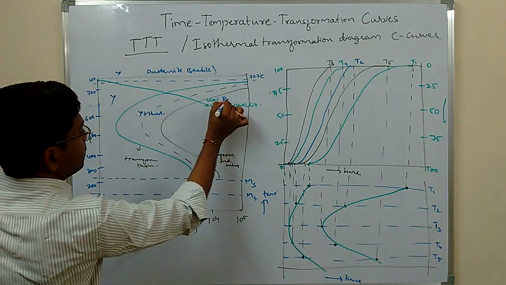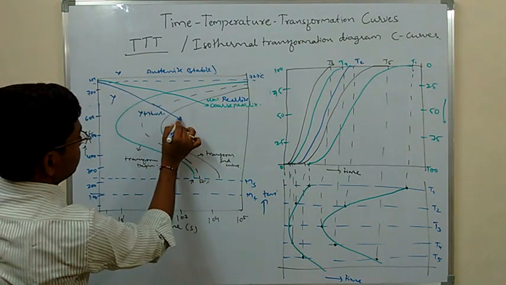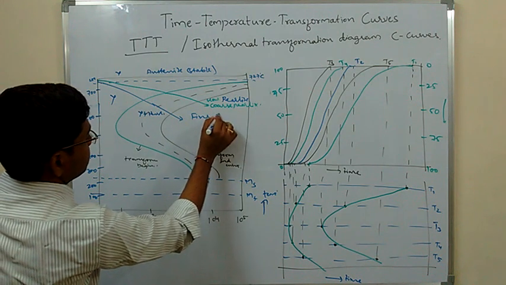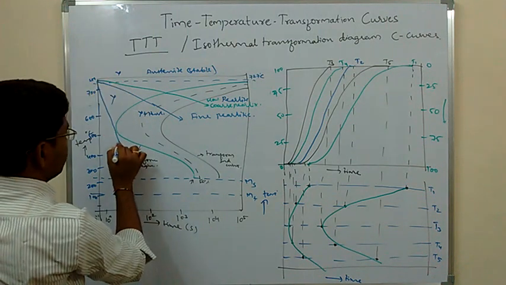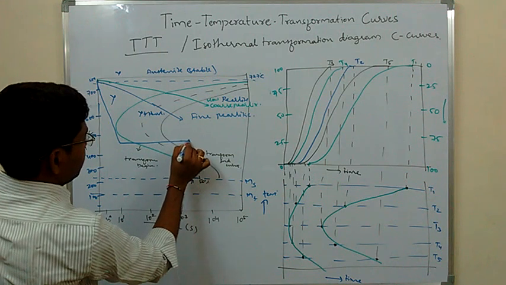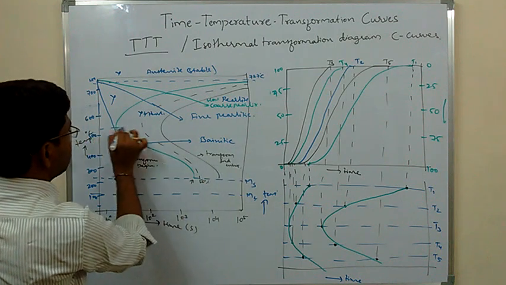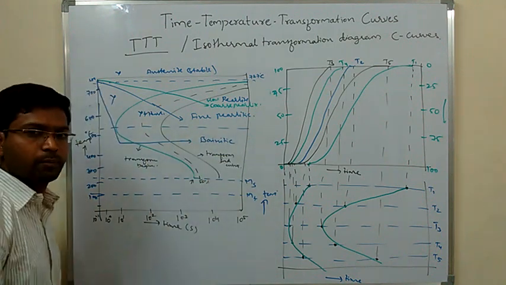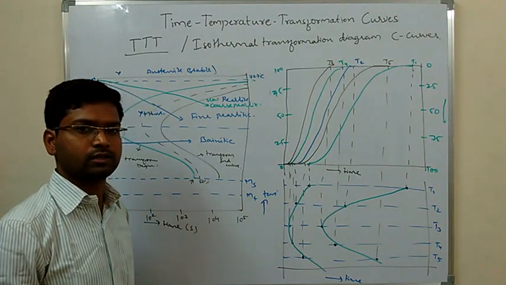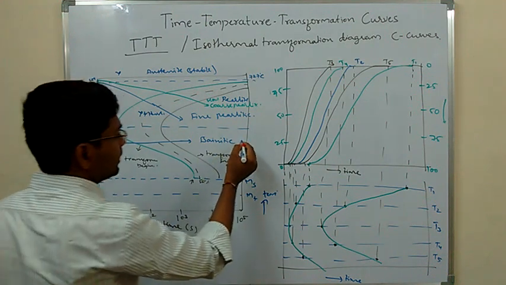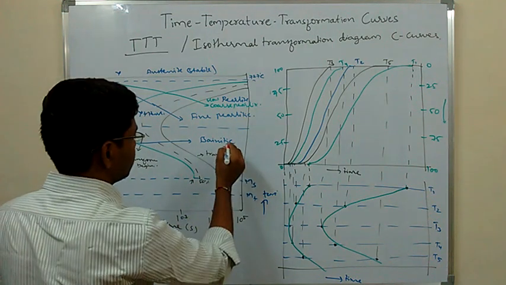Here we will get the pearlite, and when we cool at this temperature, we will get the fine pearlitic structure. And when we do cooling in this region, we will get the bainitic structure. Again, in bainitic structure, there are upper bainitic and lower bainitic structures. Upper bainitic structure has a feather-like structure, whereas lower bainitic structure has an acicular-like structure. Bainitic means it's a ferrite and cementite mixture, where the cementite carbides are in spheroidal shape.